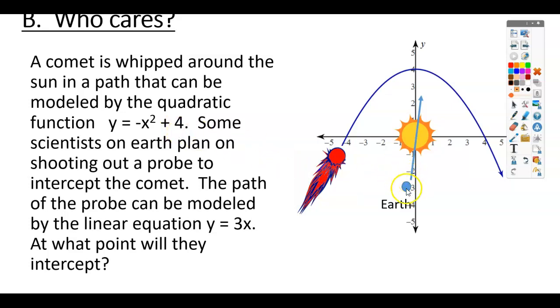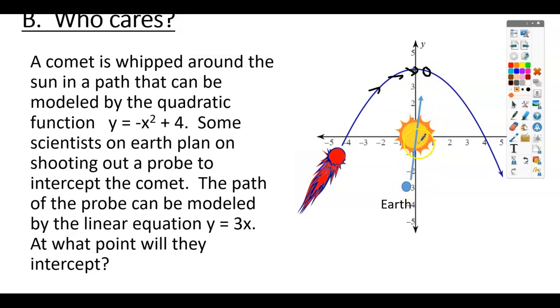And then we have Earth, where we're going to send a satellite out, or a probe, to intercept that comet when it lands right here. So we want our probe to land right here at the same time that the comet lands right there. Okay, so we want it to happen at the same time and at the same place, right? So that way they can meet.